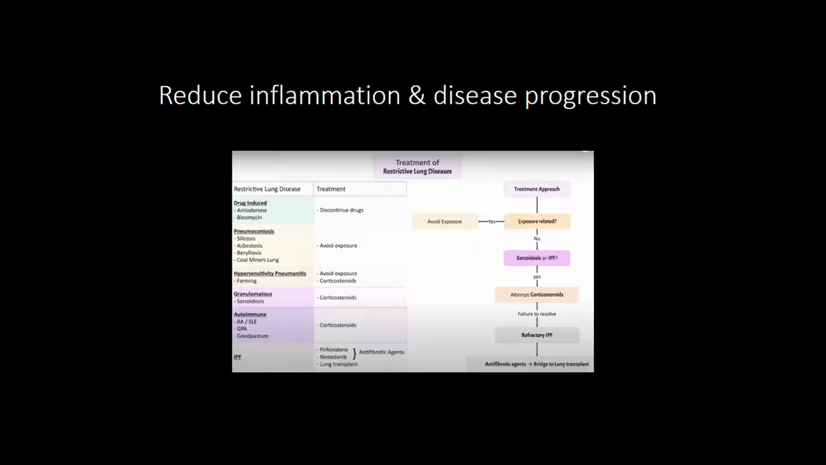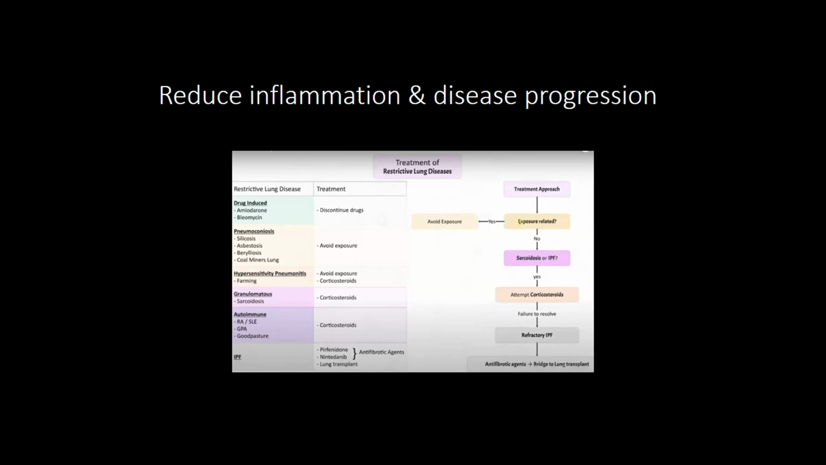So to reduce inflammation and disease progression, the treatment will depend on the cause. If the illness is related to exposure, as in the cases of drug-induced interstitial lung disease, organic dust exposure, or even hypersensitivity pneumonitis as seen in some farmers, then the treatment is going to be avoid the exposure. And some of these illnesses will reverse if the exposure is stopped, and if the illness is caught early, some of the changes will reverse, and some patients will need a course of steroids.